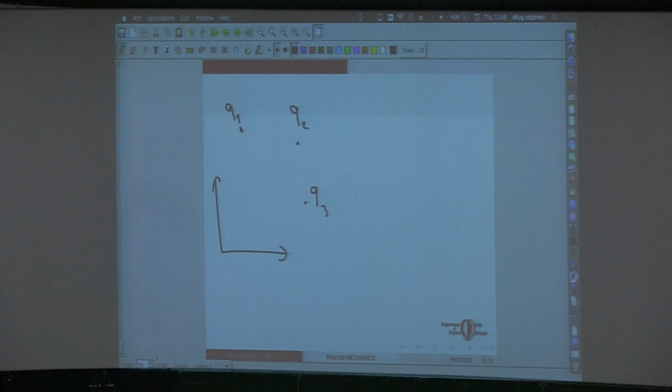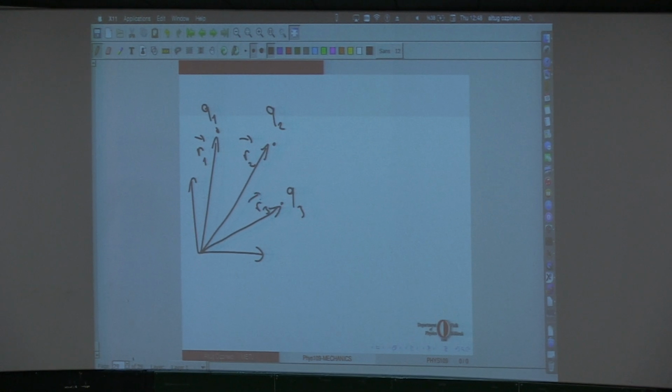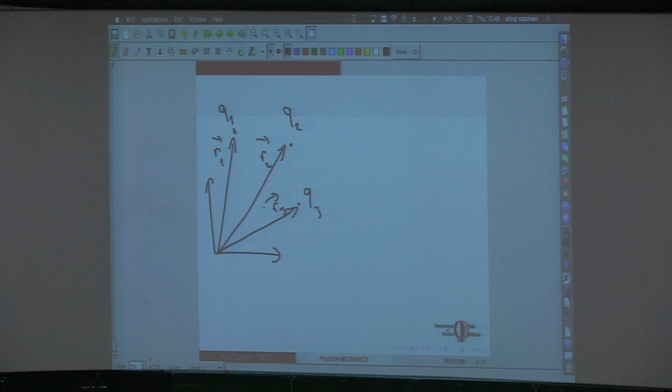Let's say that their positions are, this is R1, this is R2, and this is R3. So we just choose some coordinate axis to specify the positions of the charges. Now the question is, what is the force acting on the first charge? Again, from experiment, we know that this force acting on the first charge, or you can also do it for the second or the third charge, is nothing but the force acting on the first charge due to the second charge plus the force acting on the first charge due to the third charge.